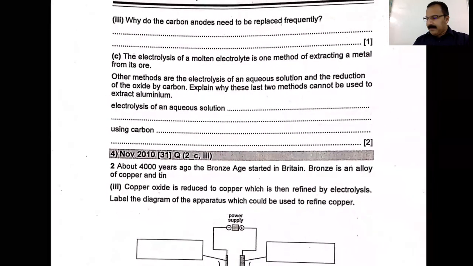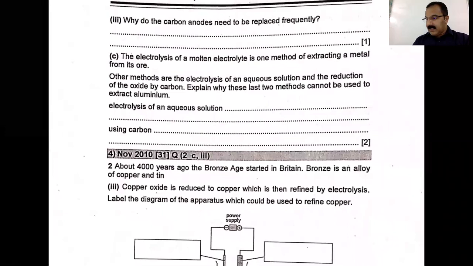Electrolysis of molten electrolyte. The electrolysis of a molten electrolyte is one method of extracting a metal from its ore. Other methods are the electrolysis of an aqueous solution and the reduction of its oxide by carbon. Explain why these 2 methods cannot be used to extract aluminum. Which 2 methods are they asking? Electrolysis of an aqueous solution of aluminum.